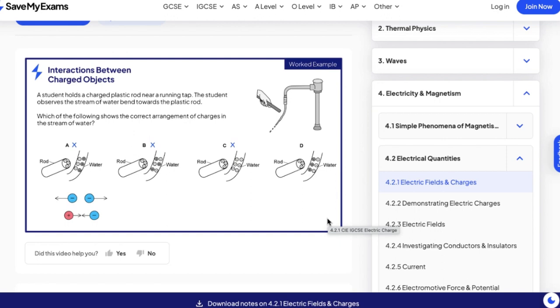D is showing positive charges attracted to the negatively charged rod. The presence of the negative charges has caused the water molecules to move so that the positively charged areas are closest to the rod. In this diagram, we can see that opposites are attracted. So the correct answer is D for 1 mark.